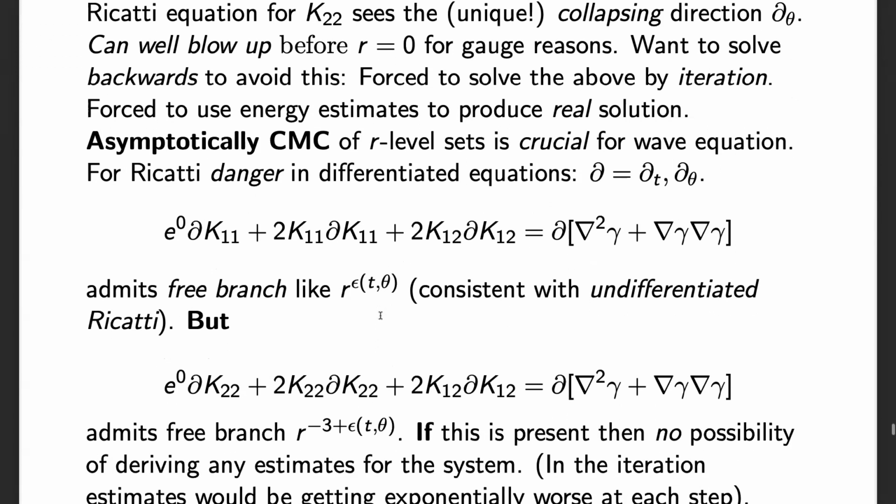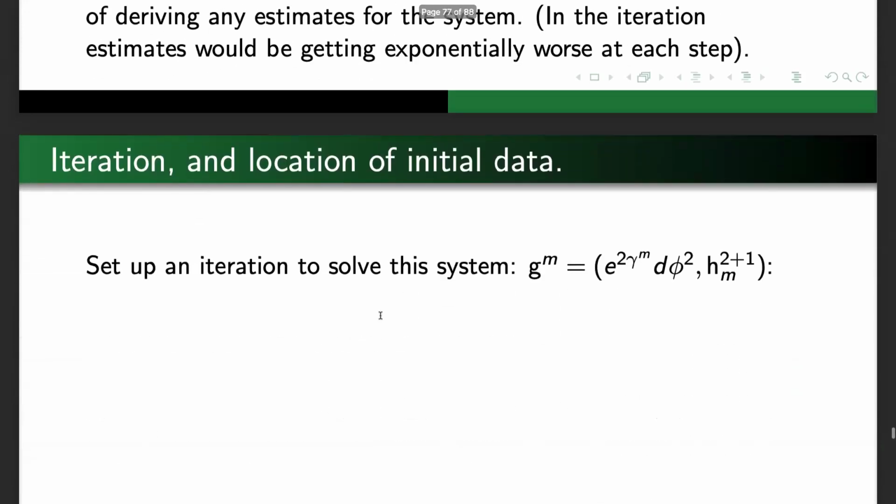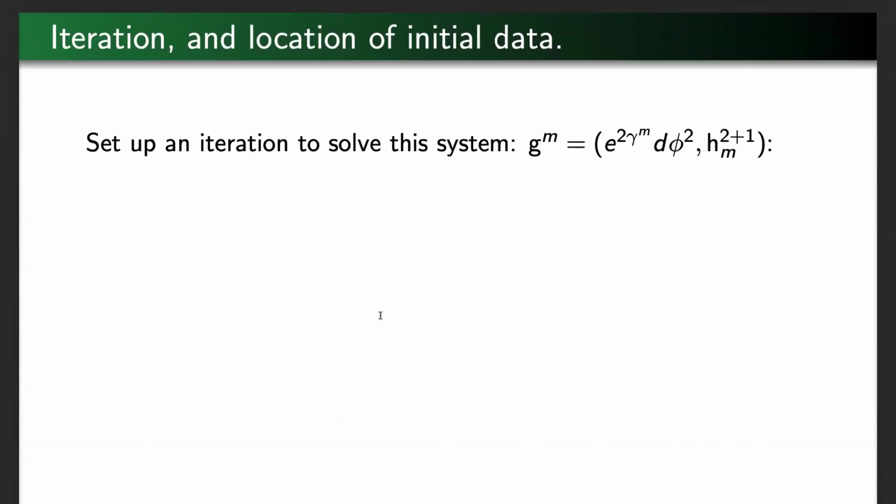All right. So if this was the case, then if you're trying to do an iteration, at each step the estimates will be getting worse and worse by a gigantic power, and nothing will converge, and you don't derive anything, and you don't get a result.